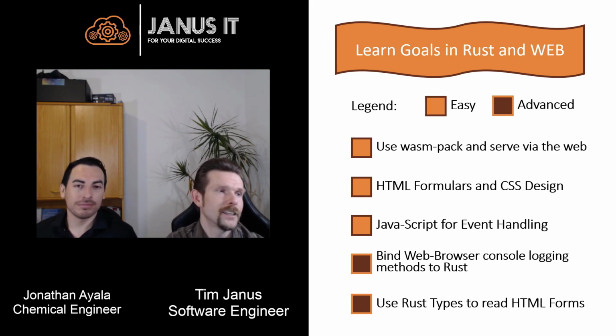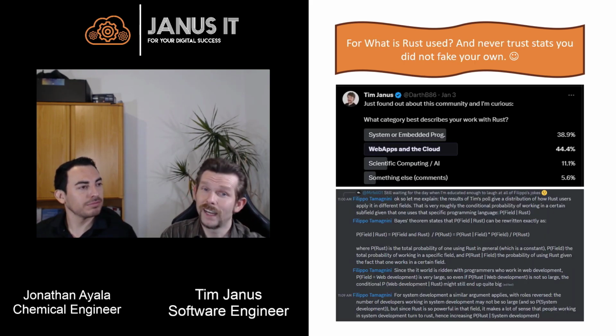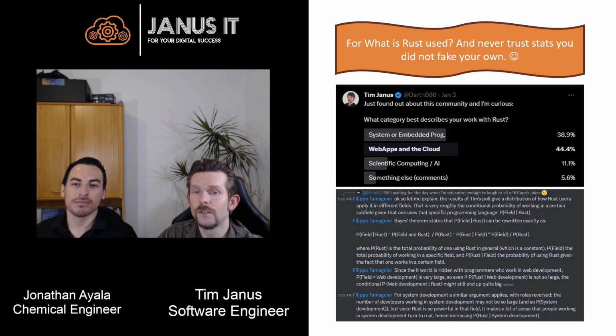That's true. And interestingly, I conducted a survey on my Twitter circle, and Rust is equally used for web application and system programming. If you're curious, take a brief pause to see how my colleague Filippo Tamagini elucidates this unexpected statistic by applying Bayes' theorem. But now let's go to the coding part.